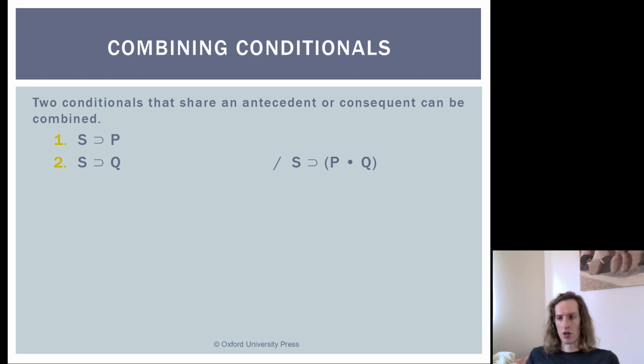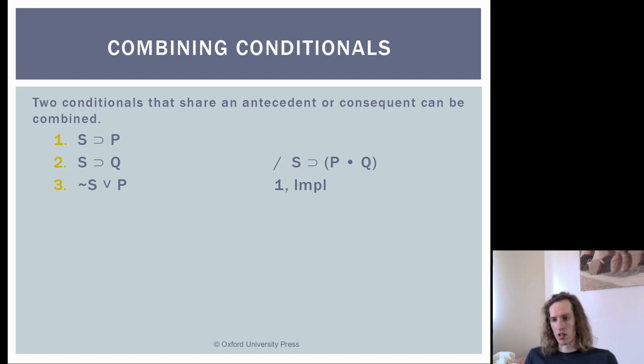All right, so we can also combine conditionals. Two conditionals that share an antecedent or consequent can be combined. This should be sort of intuitively obvious: if S then P and if S then Q, then if S holds, both P and Q are true. But here's a way to get there using our system.